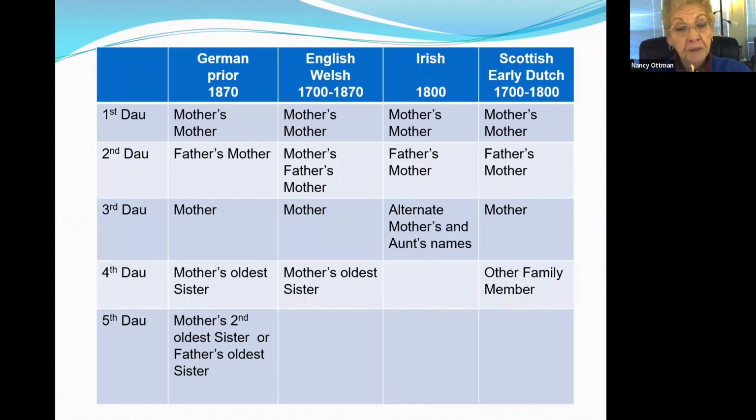The females are pretty much the same way. The first daughter is named after the mother's mother. Second daughter after the father's mother. Third daughter after the mother. The fourth daughter after the mother's oldest sister. And the fifth daughter after the mother's second oldest sister or father's oldest sister. Again, giving you that opportunity to try to find that name.